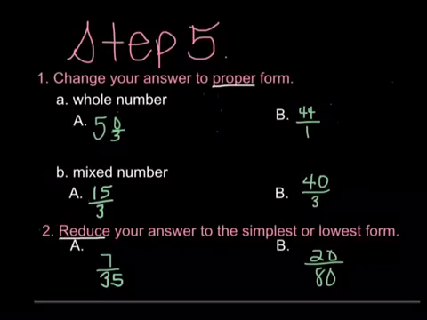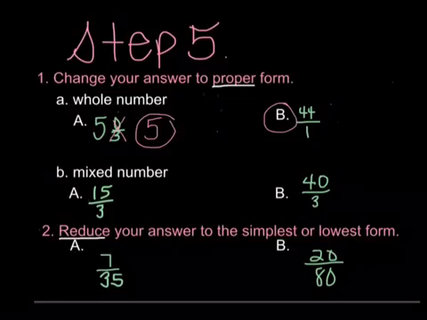For example, whole number A, you're going to take off the extra part that you don't need. In this example, for 5 and 0/3, 0/3 is 0. There is no thirds there. So that means you would take out your 0/3 and your answer would just be 5. You're going to do the same for B.